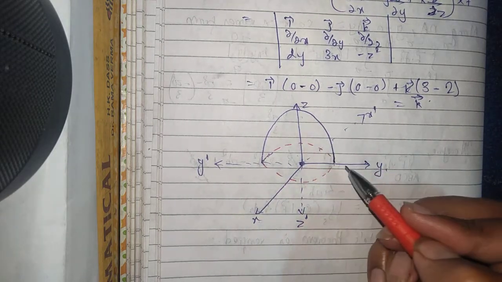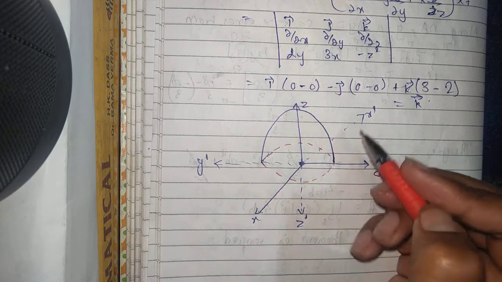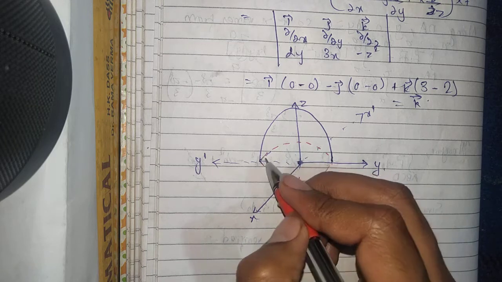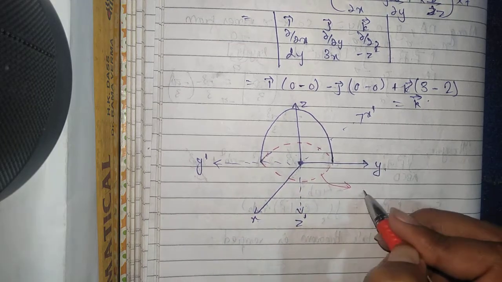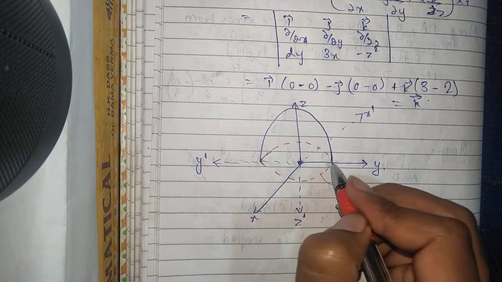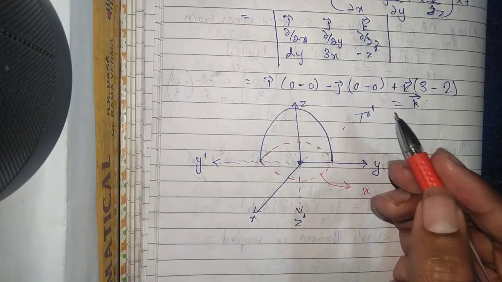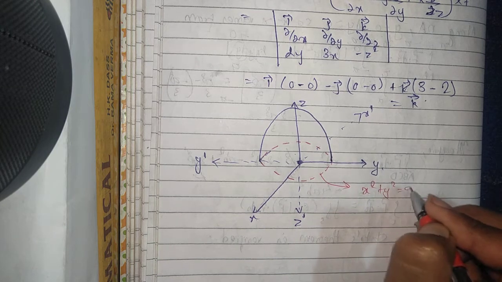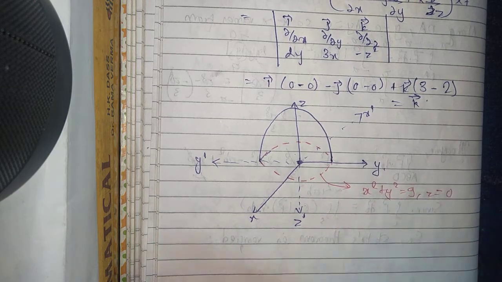for the upper half part of the sphere x square plus y square plus z square equals 9, its projection will be like this, which is a circle which lies on the xy plane. Only in the xy plane, not in the z plane. So x square plus y square equals 9 and z equals 0.